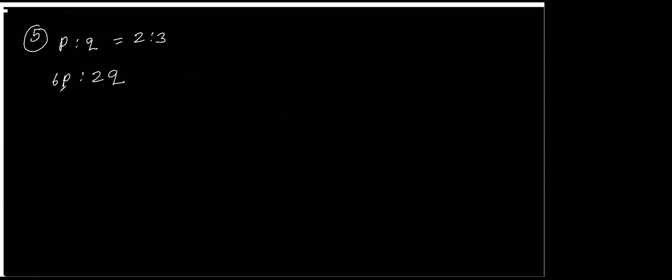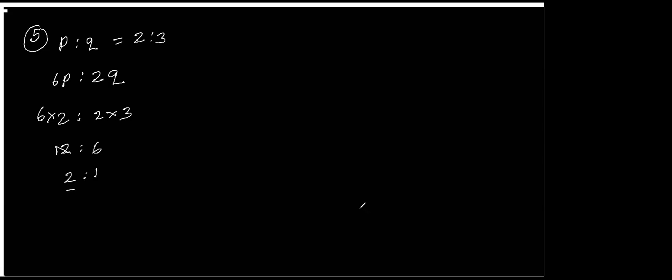Question 5. If P to Q equals 2 to 3, find the ratio 6P to 2Q. P to Q is 2 to 3. Then substitute: 6 into P is 2, 2 into Q is 3. 6 times 2 is 12, and 2 times 3 is 6. 12 to 6. How many sixes? 2. How many sixes? 1. So 2 to 1.